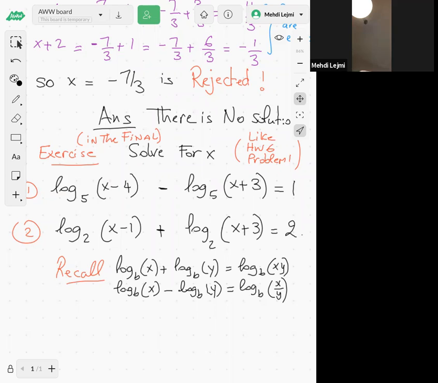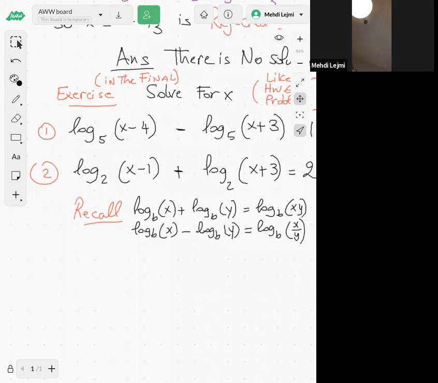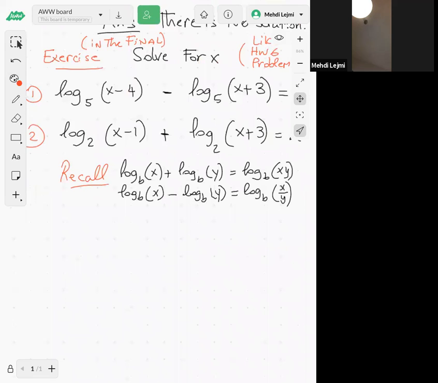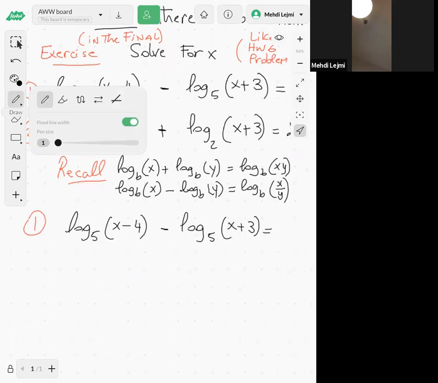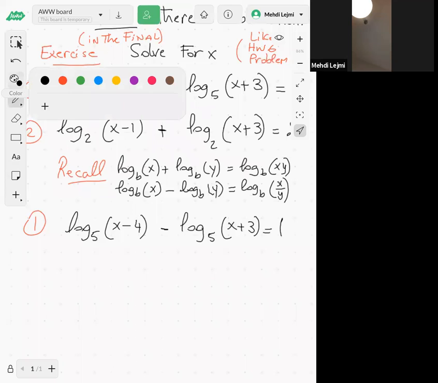Okay, so for number 1, we have this log base 5 of x minus 4, minus this log base 5 of x plus 3 equal to positive 1. So step 1: I'm gonna use my formula, so I'm gonna combine these 2 logs into 1 log.